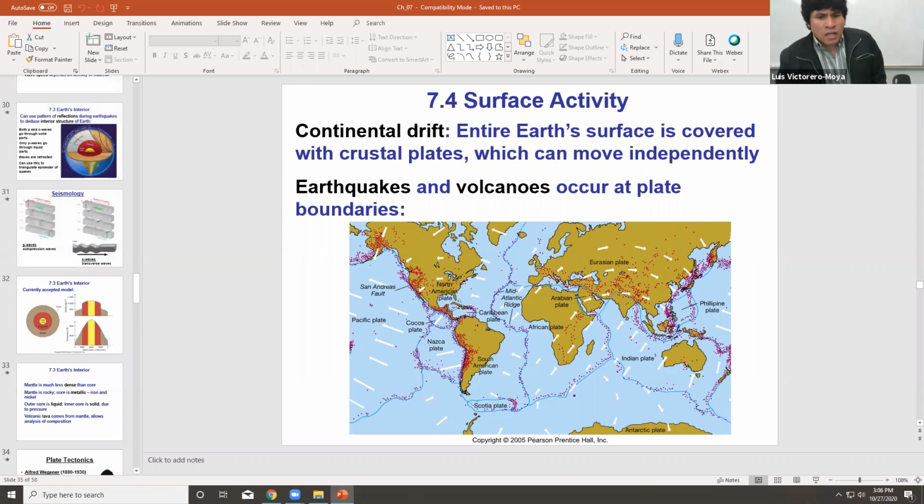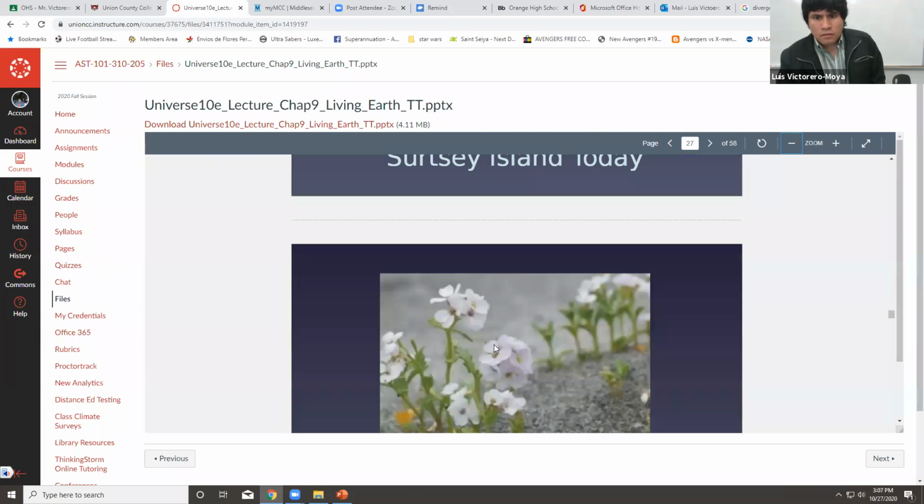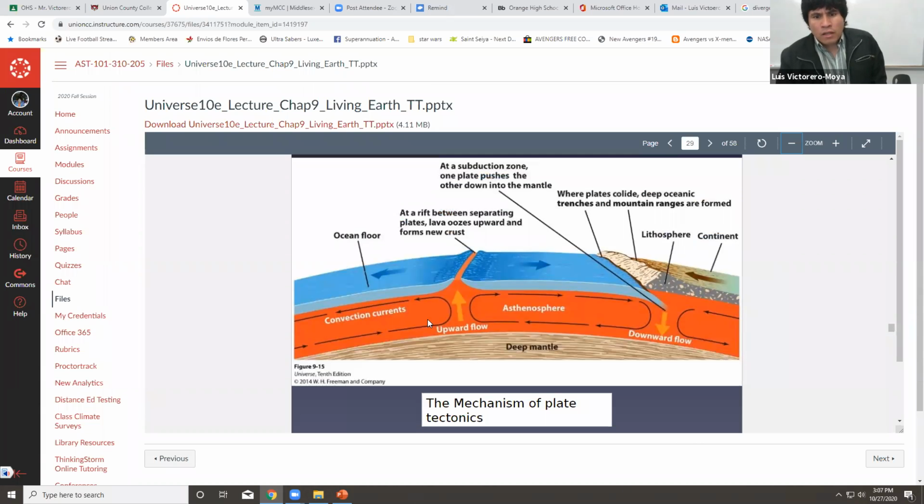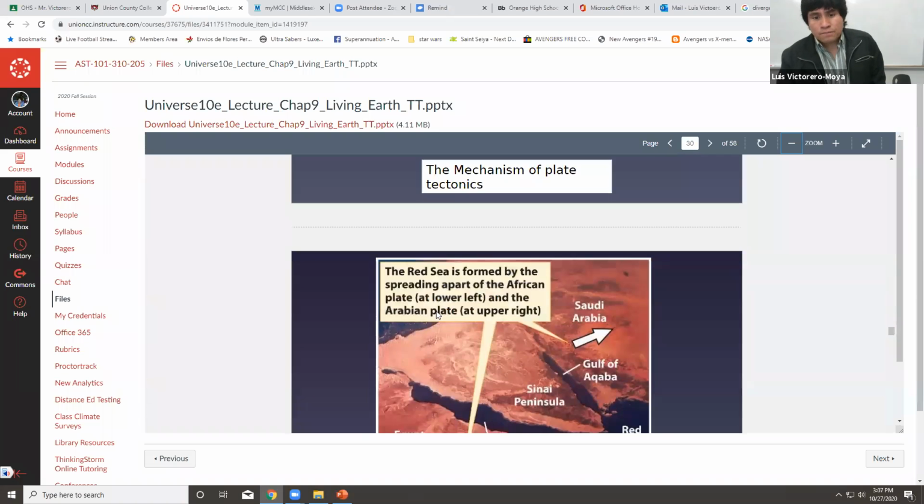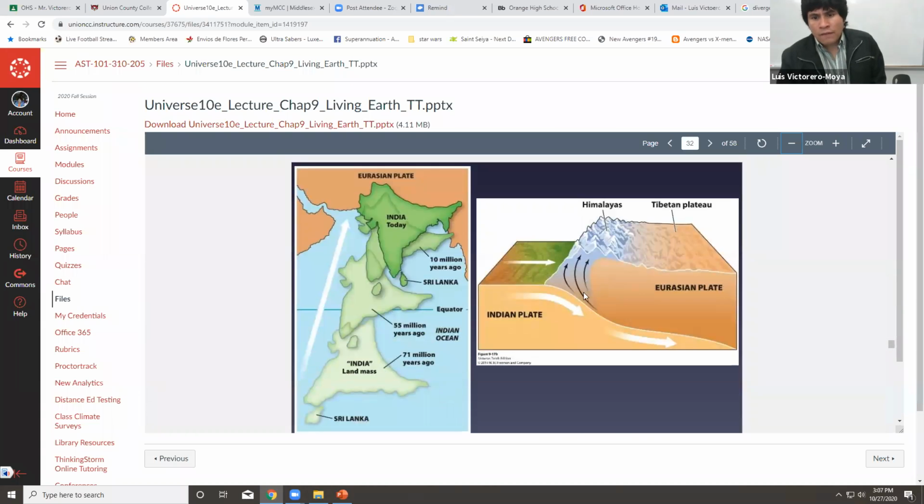Now, I skipped this in these slides. Let me see. So we talk about this. The mechanism of tectonic plates. So remember, the energy for this to happen is due to convection currents that are happening on the upper mantle, below the hydrosphere, below the oceans. All right. Rift Valley there in Kenya. And there it is. That's an example there of a convergent plate between the Indian plate and the Eurasian plate, which produce what? The Himalayas.